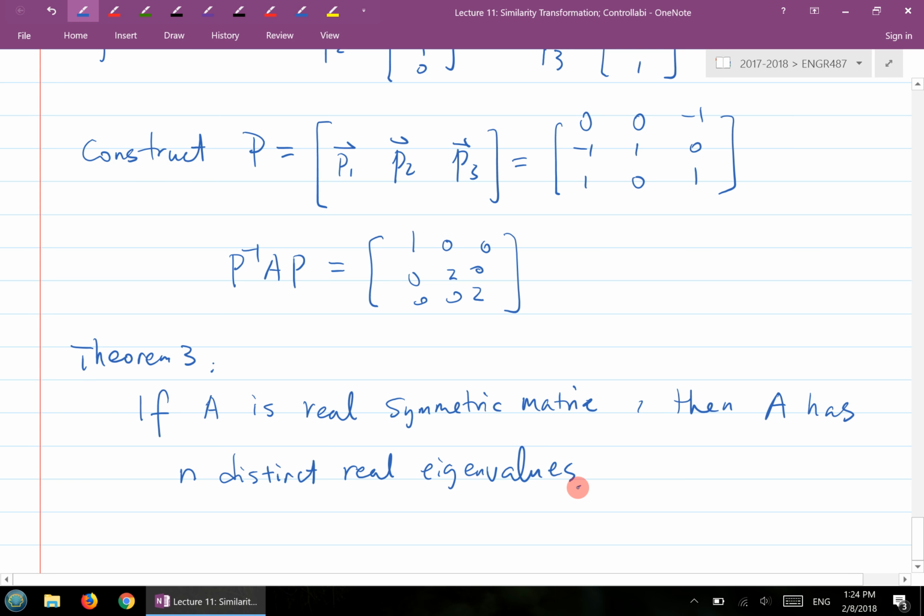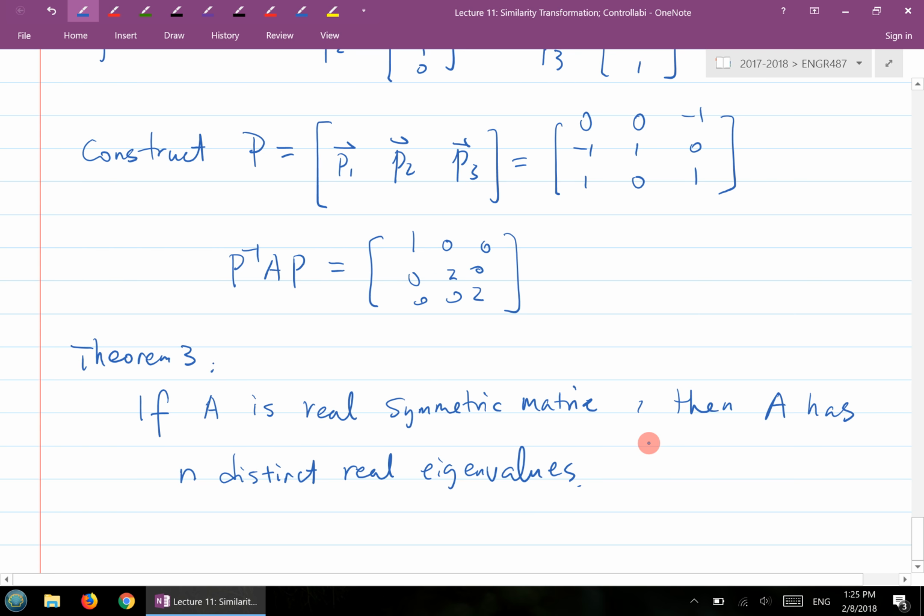And this one comes in very handy, actually, later when we learn the Kalman filter. This real symmetric matrix is a very common matrix in control design. So you can always use this conclusion: if A is real symmetric, then A must have n distinct real eigenvalues. If A has n distinct real eigenvalues, guess what? Then the A matrix can be diagonalized. So that theorem can come in handy.